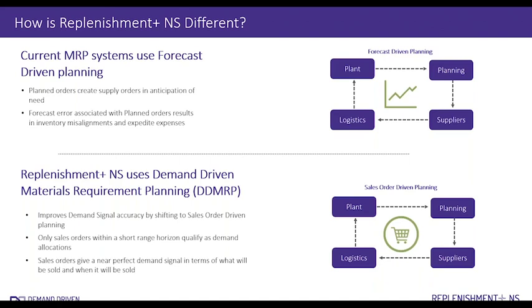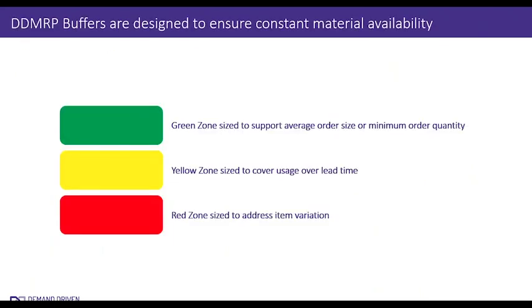Now, the way that we're able to do this sales order-driven planning is by holding stock in key areas, and we do this with what's called a DDMRP buffer. Everywhere we place a DDMRP buffer, it is designed to ensure constant material availability. So we would set these up with just about any item that we'd want to manage with Replenishment Plus.